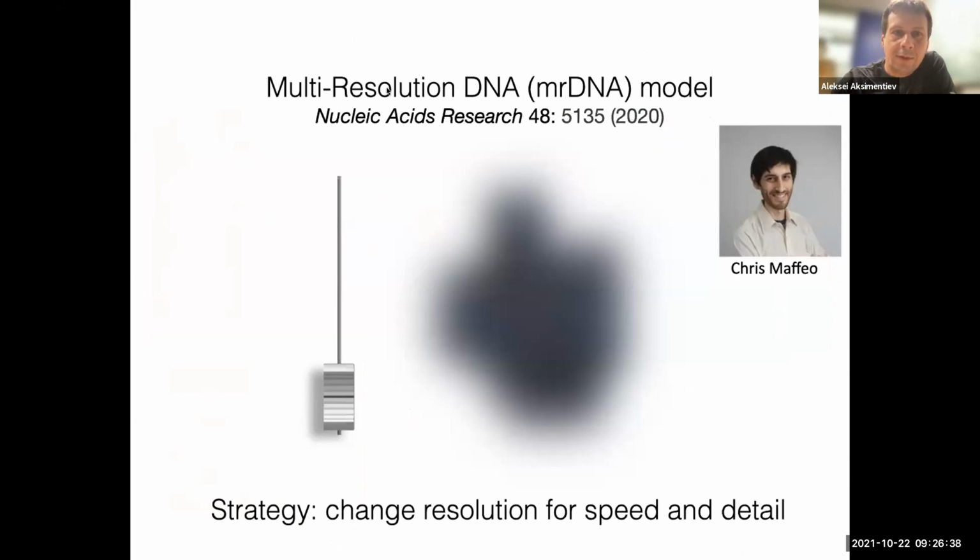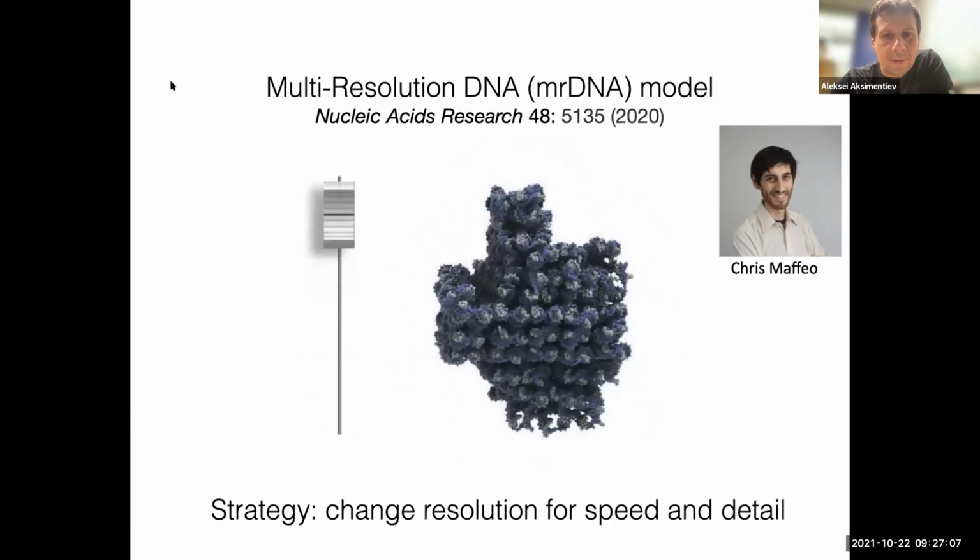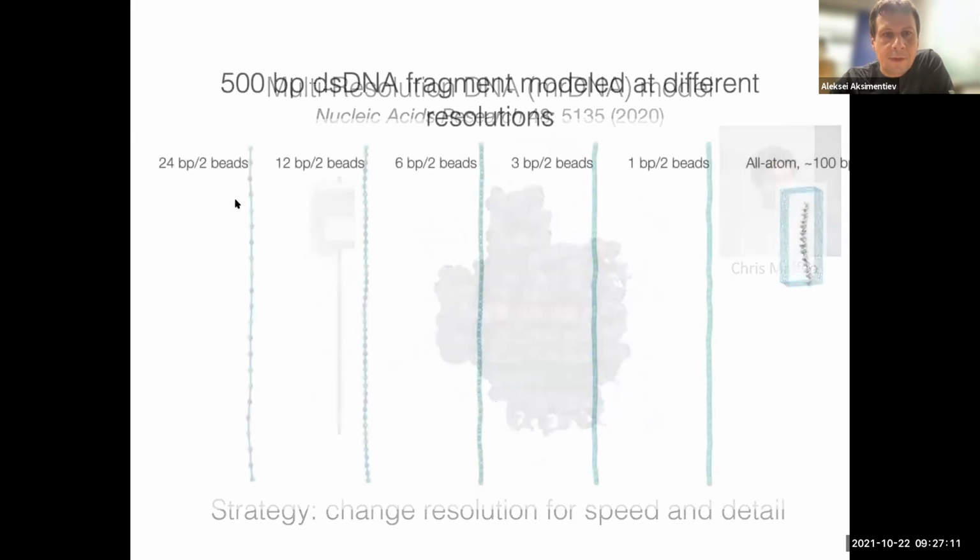By the way, this multi-resolution DNA model is not limited to origami. We have successfully used it to model packaging of viral genomes, nanopore transport, all kinds of things. Where you have DNA, you can definitely use it. The idea here is that we trade resolution for computational efficiency, starting with something very coarse, and then as we progress, we refine the details. So this is how it works.